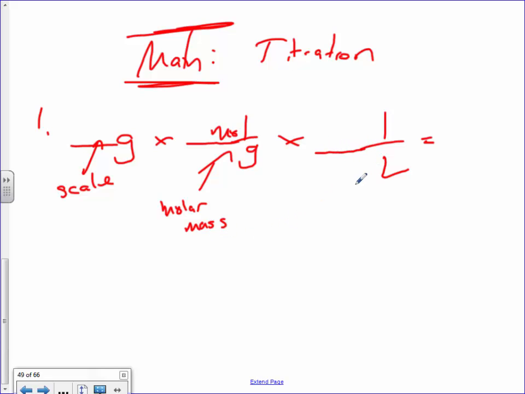And then one last thing, you need a number to go down here for liters. Well, this is the size of your volumetric flask. This is the size of the flask that you made your solution in. Most of the time, it's 100 milliliters because that's the only size of flask I have. But in theory, it could be a different number if you're in a different lab.